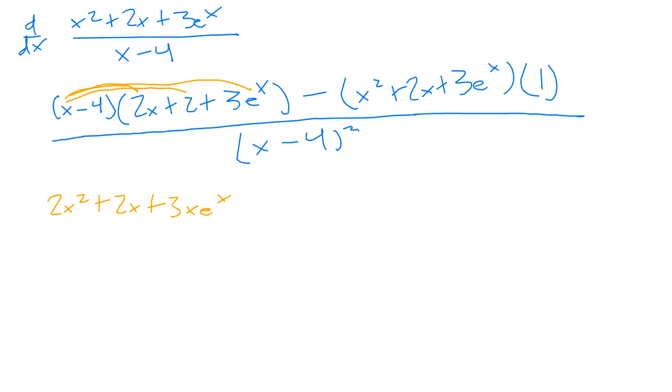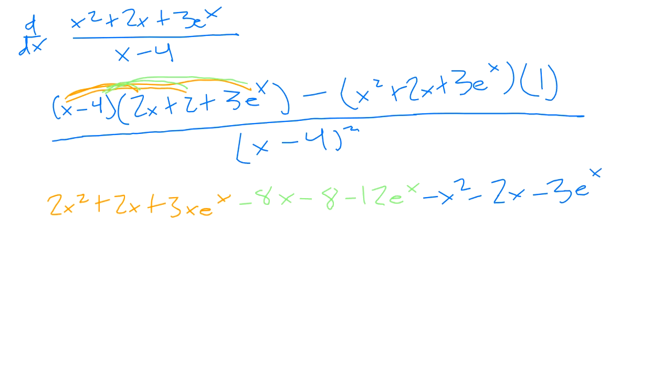You can distribute out that negative 4 to all of these terms. So we get minus 8x, minus 8, and minus 12 e to the x. And then the second term is just a lot easier. We just have to distribute out that negative and done. So we have negative x squared minus 2x minus 3e to the x in our numerator.